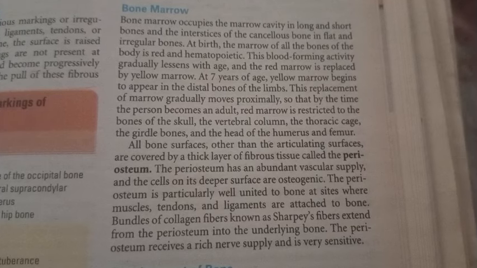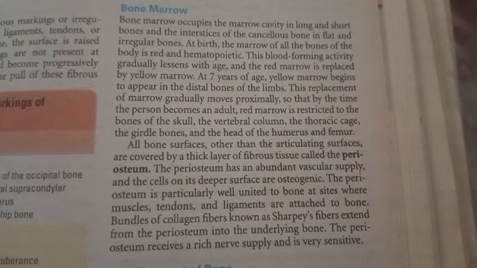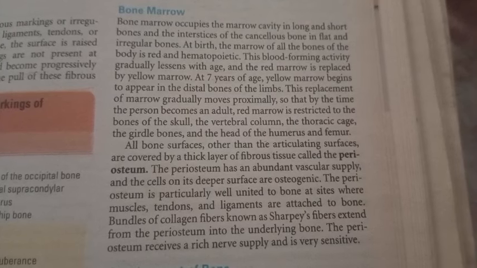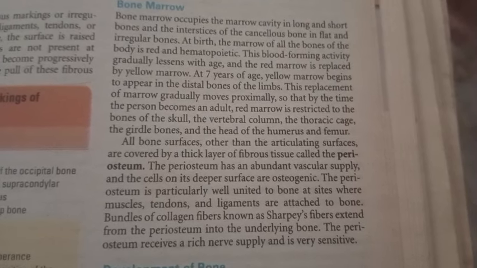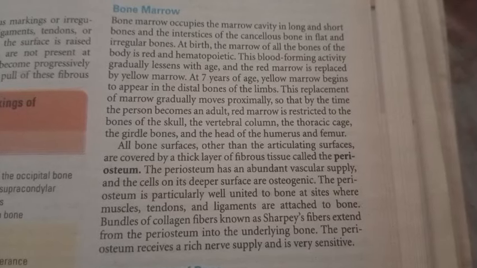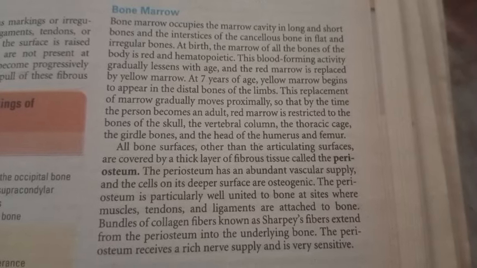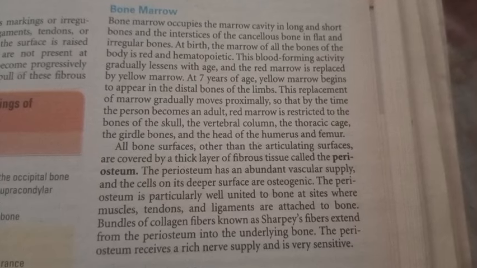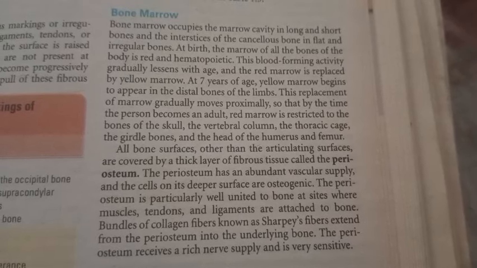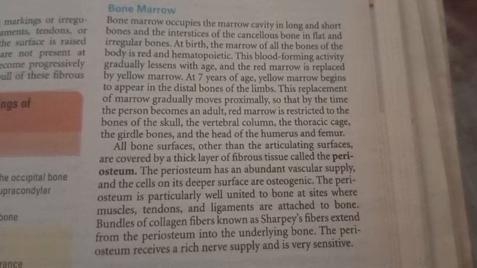All bone surfaces other than articulating surfaces are covered by a thick layer of fibrous tissue called the periosteum. The periosteum has an abundant vascular supply, and the cells on its deeper surface are osteogenic.